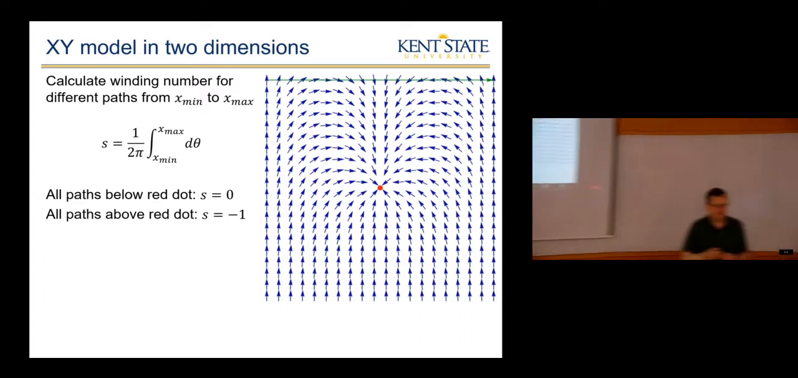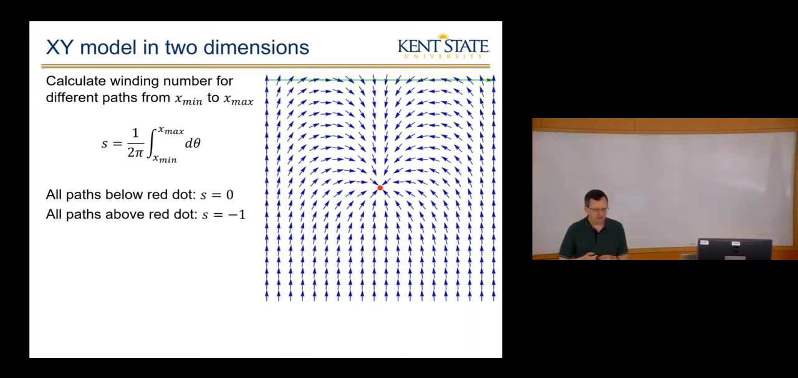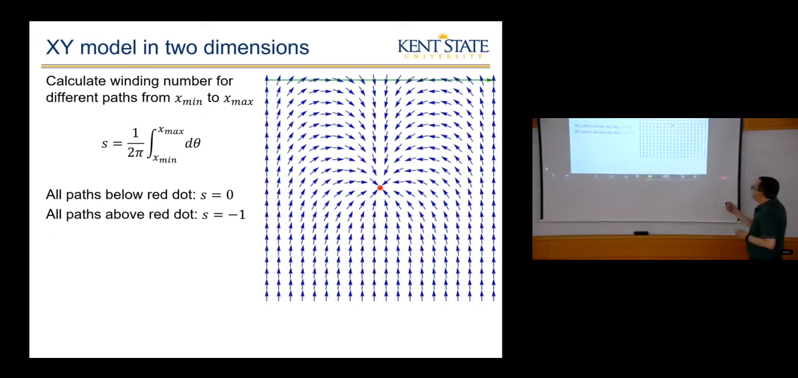Question. So what about a path that goes through the dot? Doesn't that make a magnitude zero arrow? A path that goes through the dot is singular, right? That's a weird path if it goes through the dot, because the dot is a point where the unit vector is undefined, right? That the magnitude of the magnetic order, or whatever kind of order it is, is zero, so you can't define a unit vector, okay? So the red dot is a special weird point that violates the assumptions here, okay?